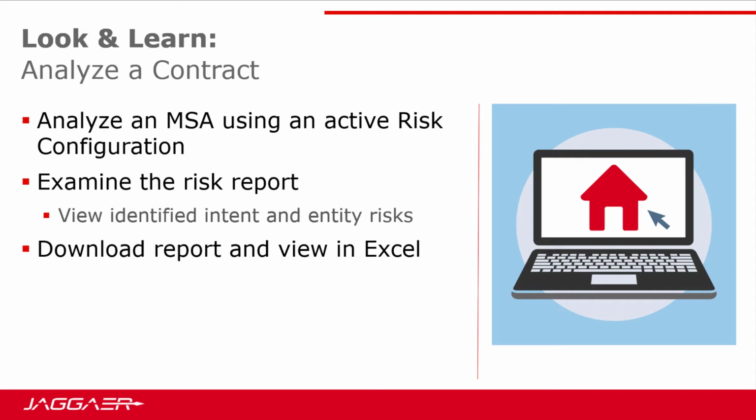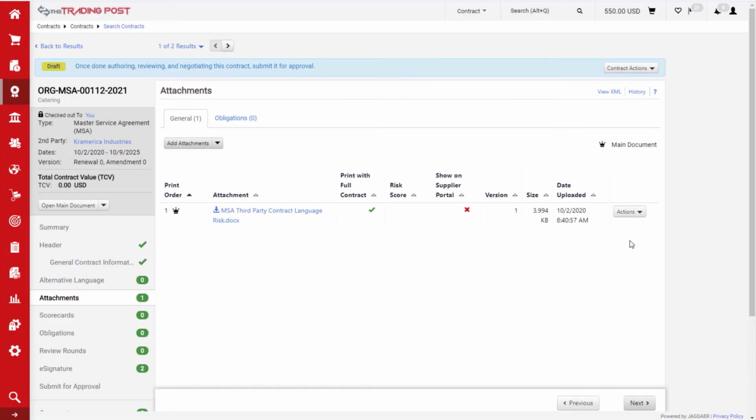So let's jump into Contracts Plus and have a look. At my organization, we have entered into an agreement for catering services. The third party has sent me their MSA. Our risk configuration has been created and activated, and we'll talk more on how to do this later. For now, let's just see how it works.